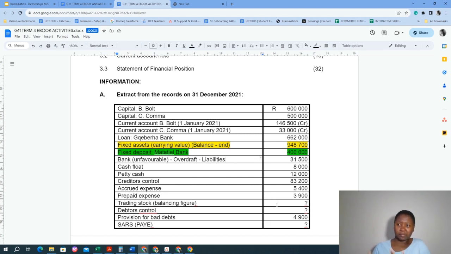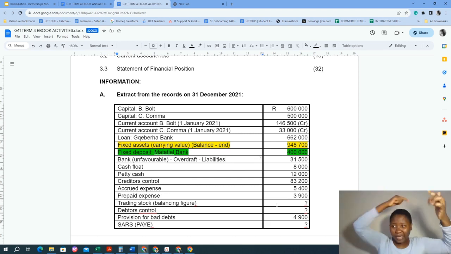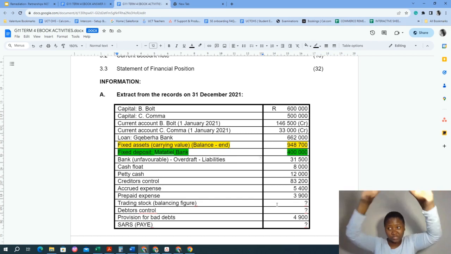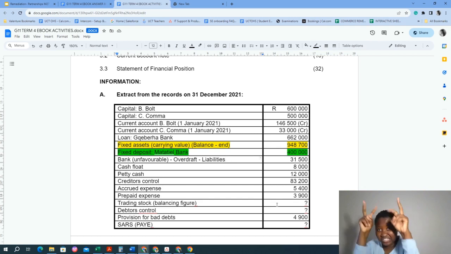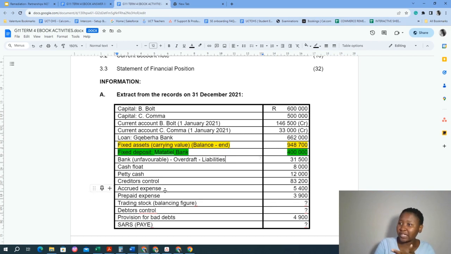Like how are they impacting my trading stock, which means that the difference that is there, I'll say my debtors minus my provision for bad debts. Debtors control minus my provision for bad debts will give me the net trade debtors. You get it. And then once I have that, I can look at anything else, like accrued income. You get it. Accrued income is income that we should have received.